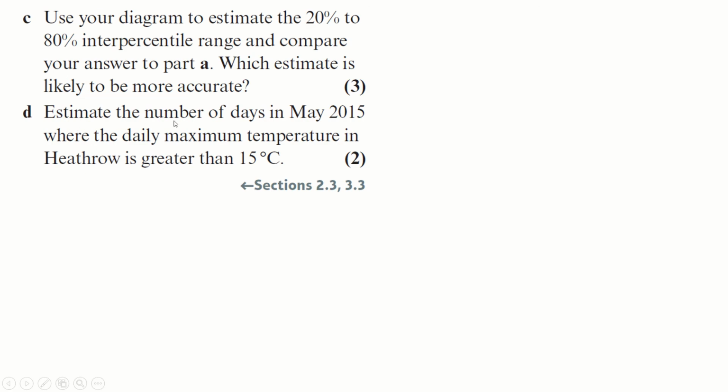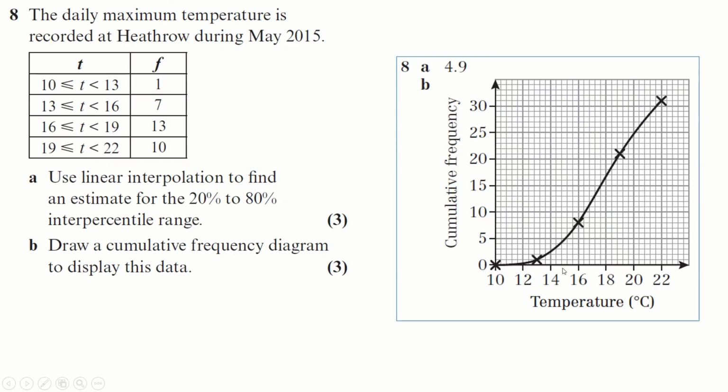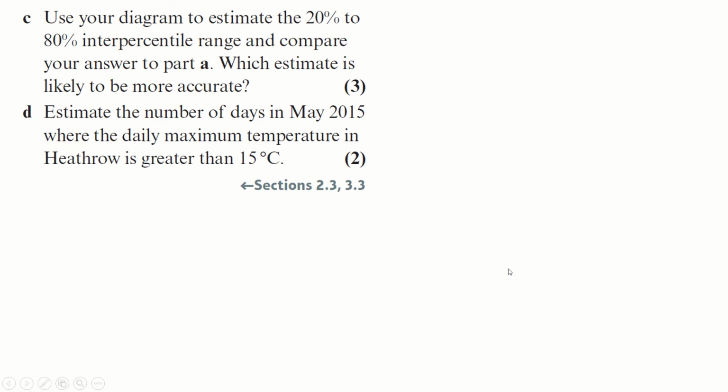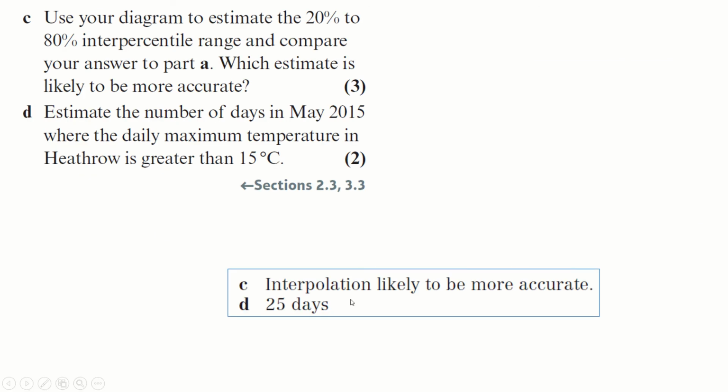Then it says estimate the maximum number of days in May 2015 where the daily maximum temperature in Heathrow is greater than 15. Let's look back at our graph. 15 degrees, you go up, you reach about 5, and so the other 25 days are going to be above this, because there's just 5 days that are below 15 degrees, so 25. Let's check our answers. Interpolation is going to be more accurate, and 25 days. Yeah, we're happy with that.